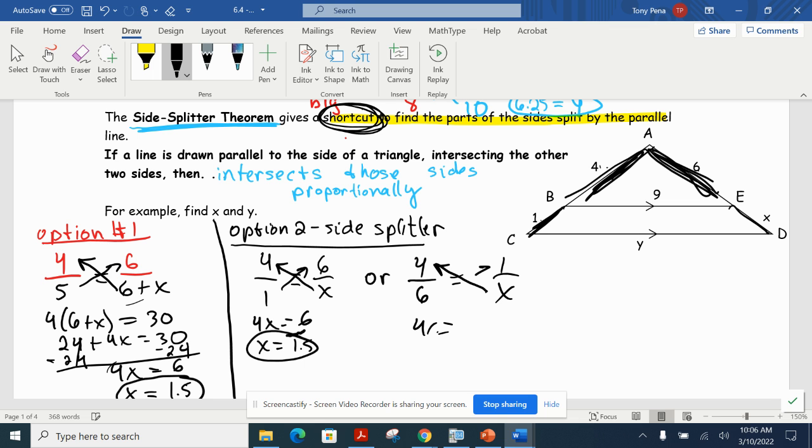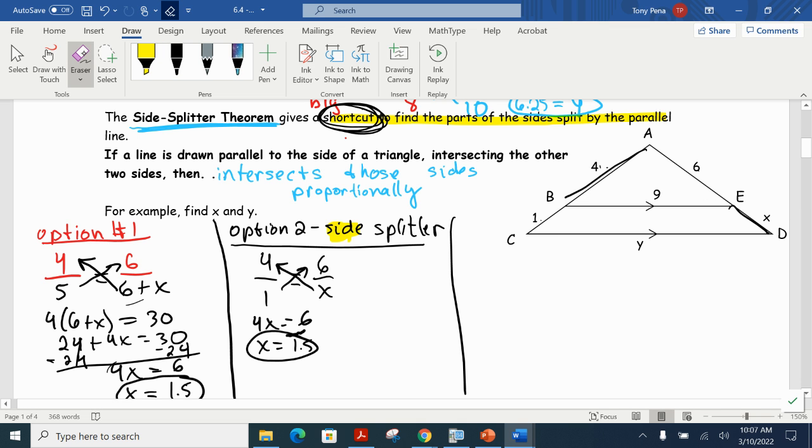You're still going to get that 4x equals a 6, and you're obviously going to get the same answer. Okay? Now, that's just for the sides. So just kind of understand, those are the two sides that are getting split. When we go to solve y, there is no shortcut for y. It'd be the same thing that we did above.